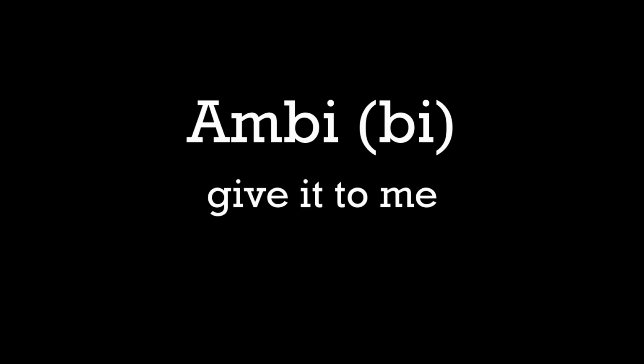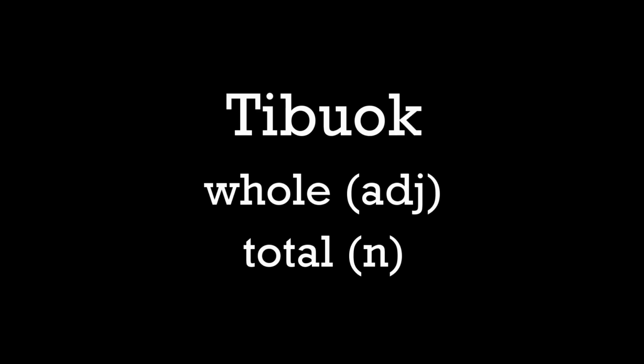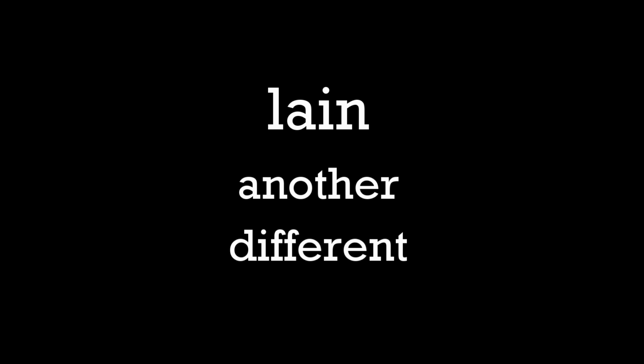Kadiyotsa, wait for a moment. Ambi or bi, give it to me. Okay, ambi or bi for short, it means give it to me. Next one, tibuok means whole or the total. Okay, next one, lain. Lain means another or different.